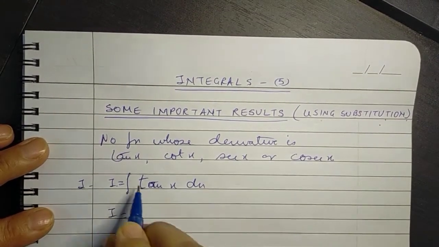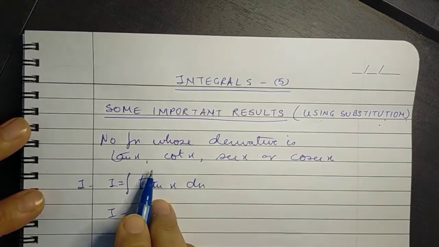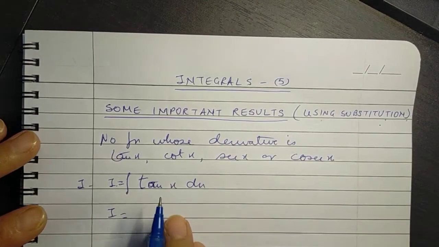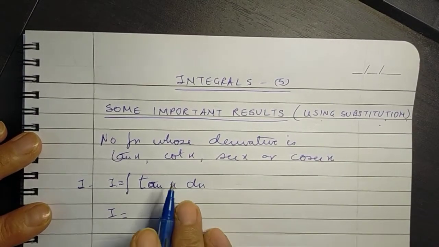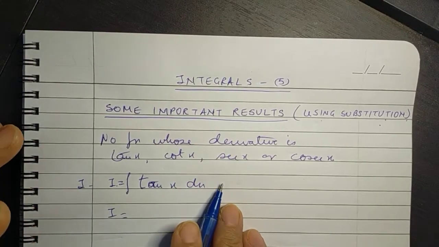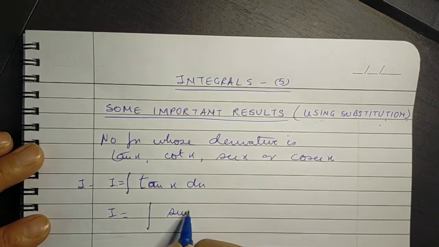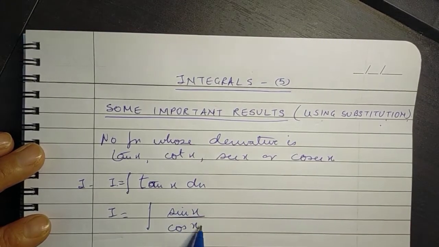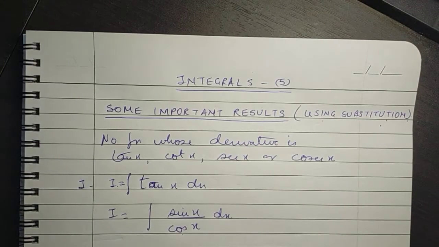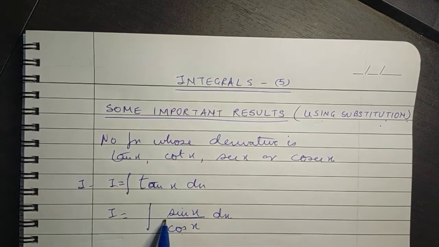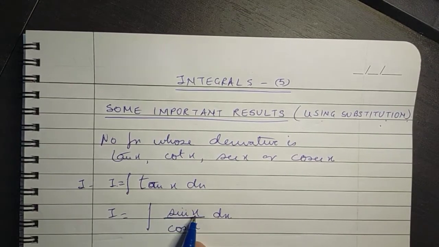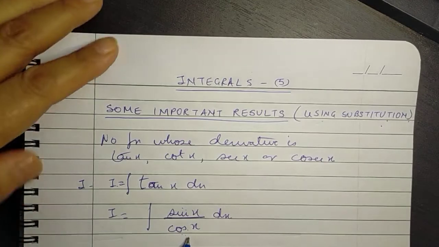As I had already mentioned earlier, whenever we come across a trigonometric function whose integral cannot be found directly, we try to convert it in terms of sine and cos. So let us convert this in terms of sine and cos. What does this become? Sine x over cos x into dx. Now again, this is a quotient of two functions. One is sin x and the other one is cos x.